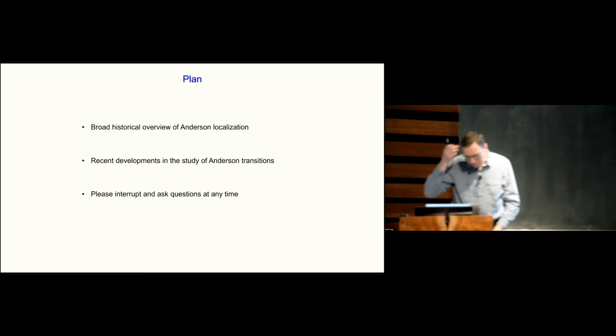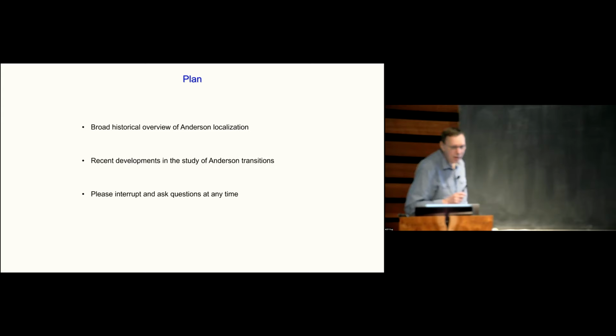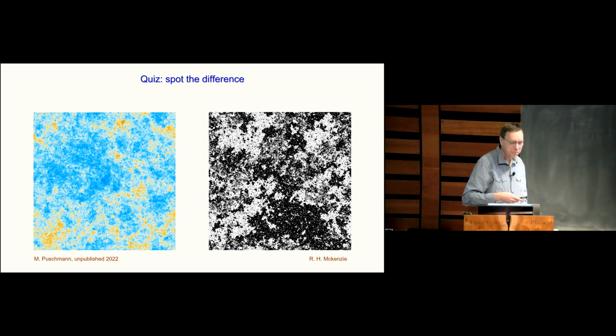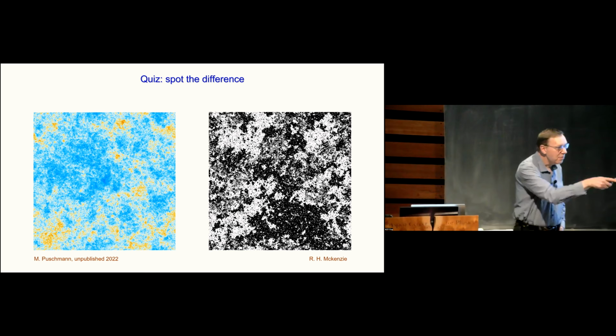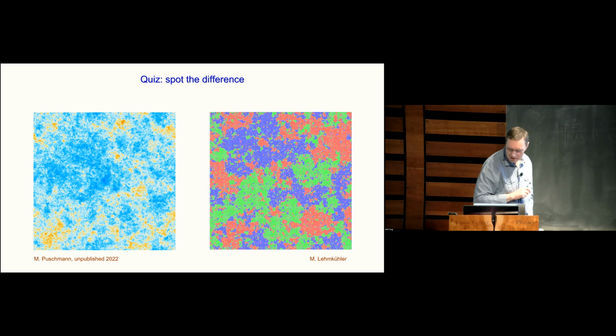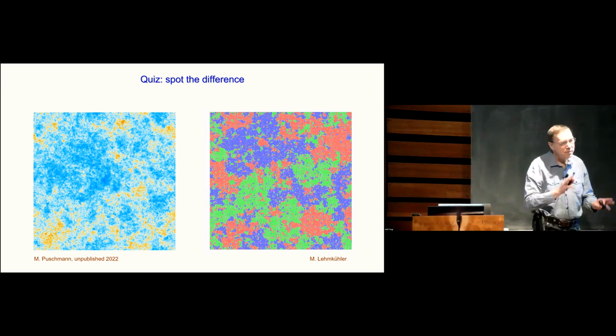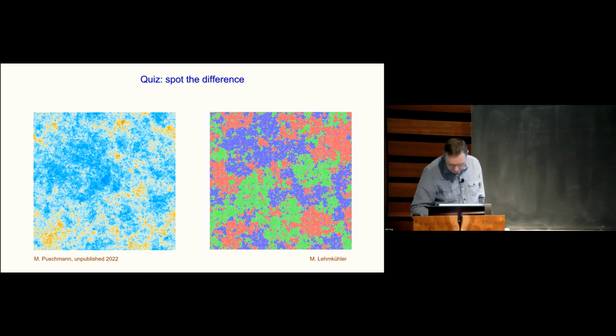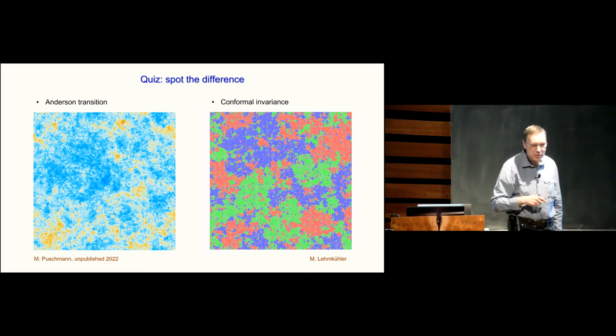And so to break the ice, let me start with a quiz. Can you spot the difference? Anyone? Color. Very good. Good point. Very good point. Not the main point, though. How about that? Okay. Any difference here? Oh, don't worry. It's not graded. So I will explain what these things are. But as a preview of things to come, I can tell you that the left picture has something to do with the Anderson transitions. The right picture has something to do with conformal invariance, and we'll come back to it.